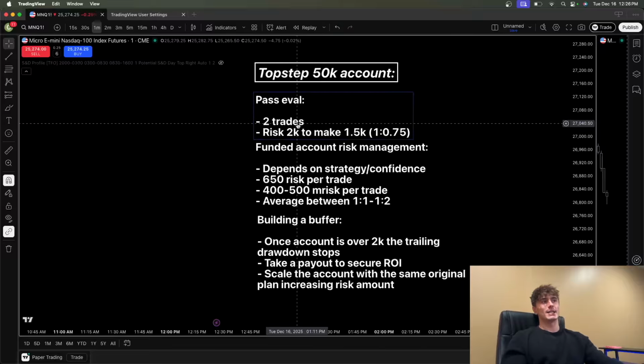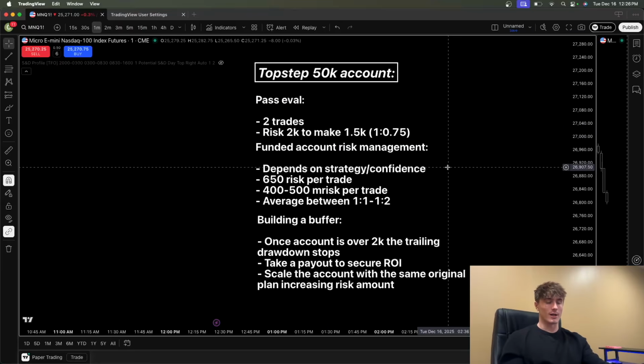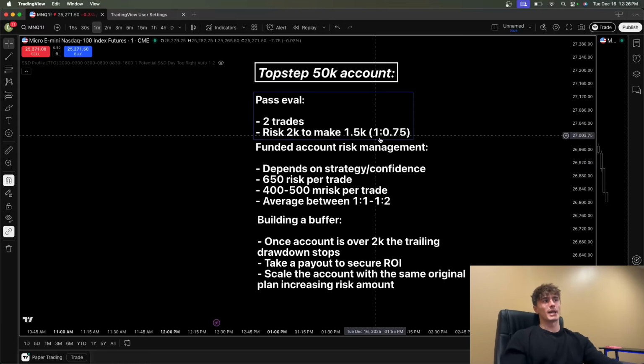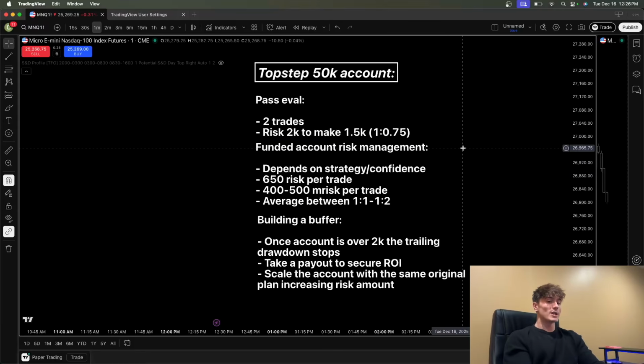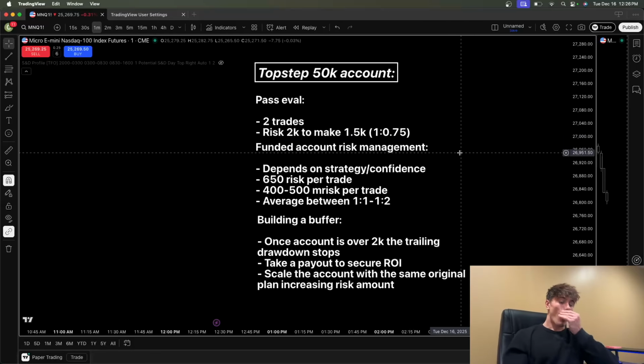I am looking to pass that eval in 2 trades, and I am risking 2K, which is the full drawdown. I'm risking the entire drawdown to make 1.5K. So it's quite literally a negative risk reward. It's a 1 to 0.75. All you have to do to pass the eval is win 2 negative risk reward trades. If you cannot do that, then you shouldn't be on a funded account to begin with.